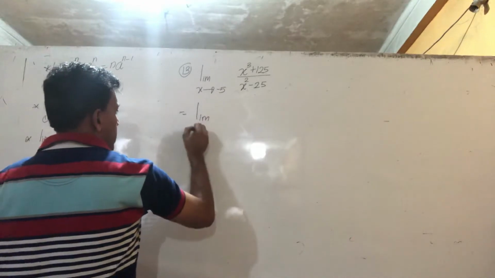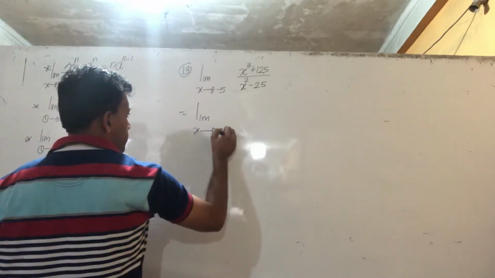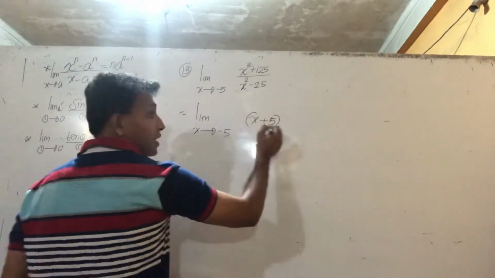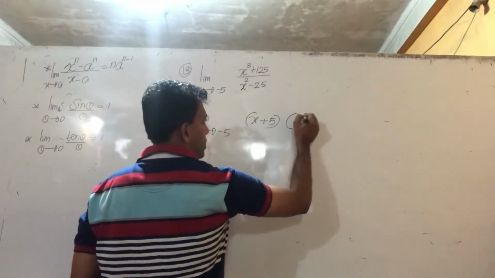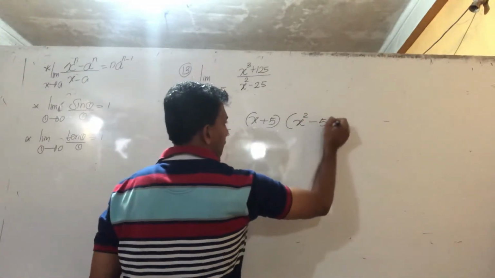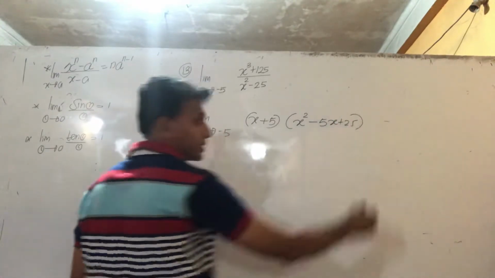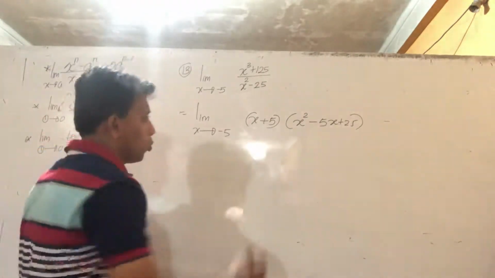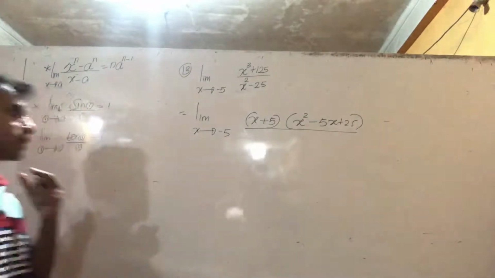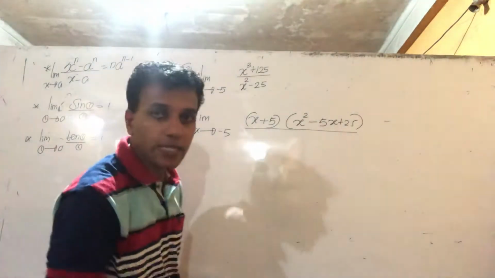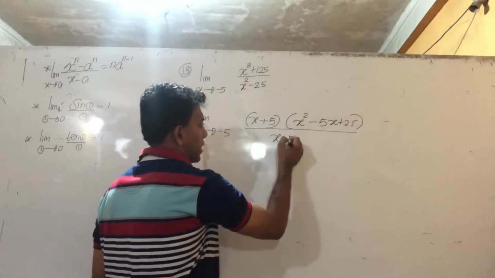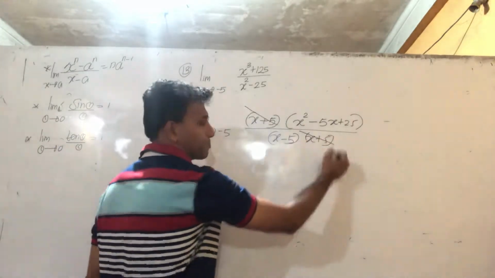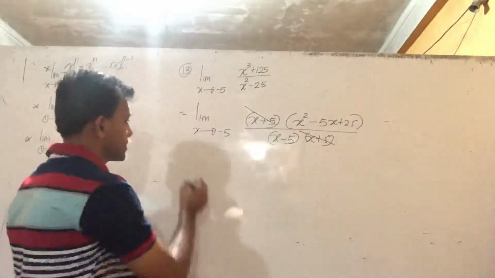Limit x tends to minus 5. This factor is x plus 5. The other factor is x squared minus the multiple of both, x and 5, then 5 squared, 25, right? Refer to the factorization of a cube plus b cube and check. Over here x squared minus 25 is x minus 5, x plus 5. The x plus 5 cancels, and then we apply x as minus 5 directly and see what happens.